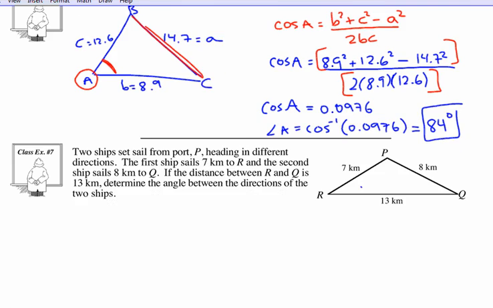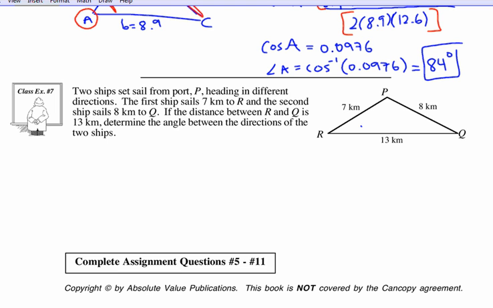One more question. Two ships sail from port P heading in different directions. The first ship sails 7 kilometers to R and the second ship sails 8 kilometers to Q. If the distance between R and Q is 13 kilometers, determine the angle between the directions of the two ships. So we want angle P. So let's remember this would be little p, we have little r, and little q. If you want cos of p, we're going to use cosine law because we have 3 sides. So cos of p is equal to the other 2 sides added together, q squared plus r squared minus p squared over 2qr.